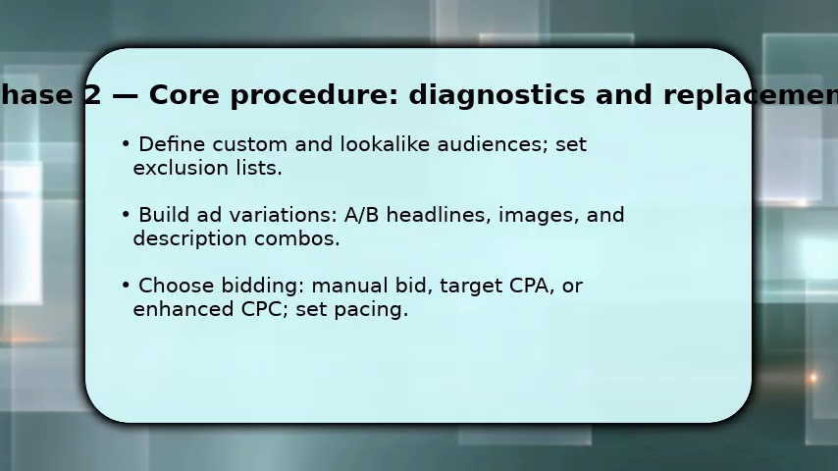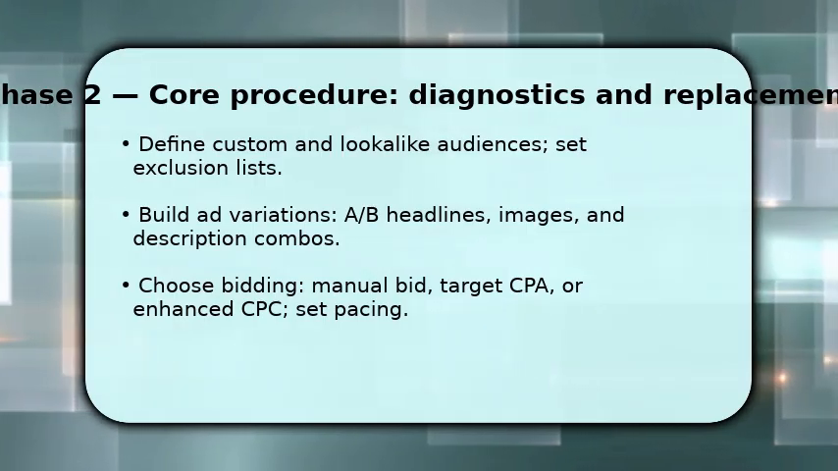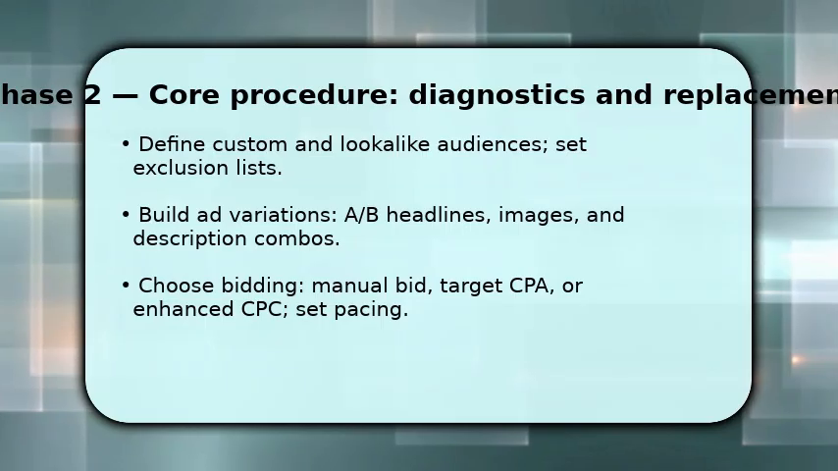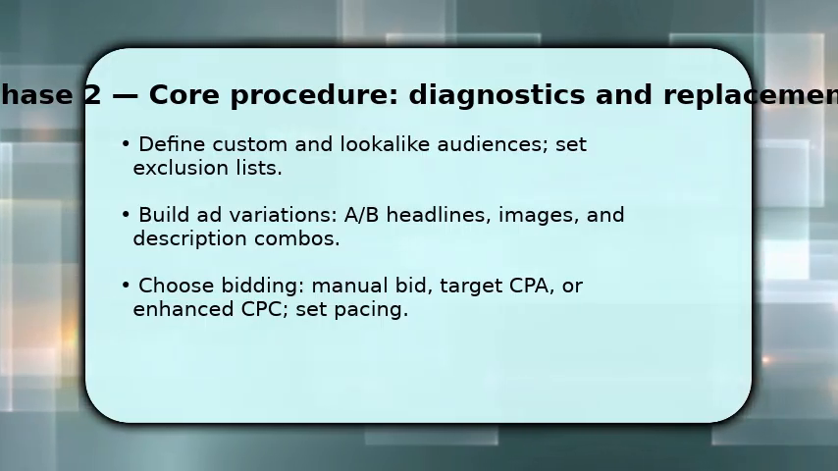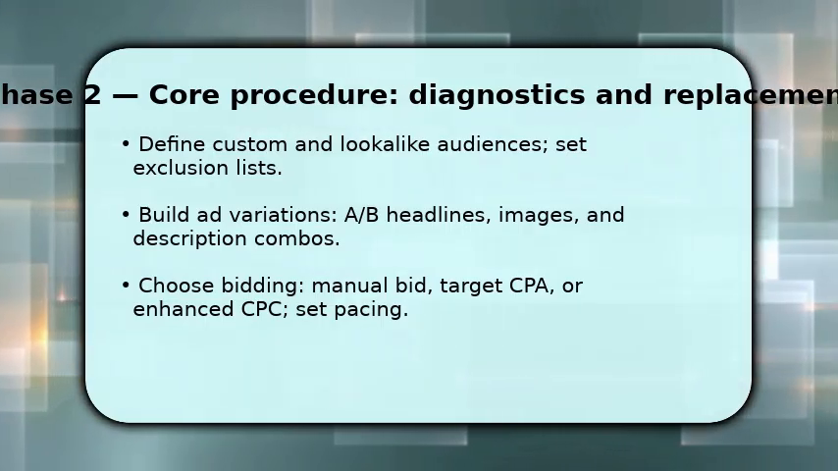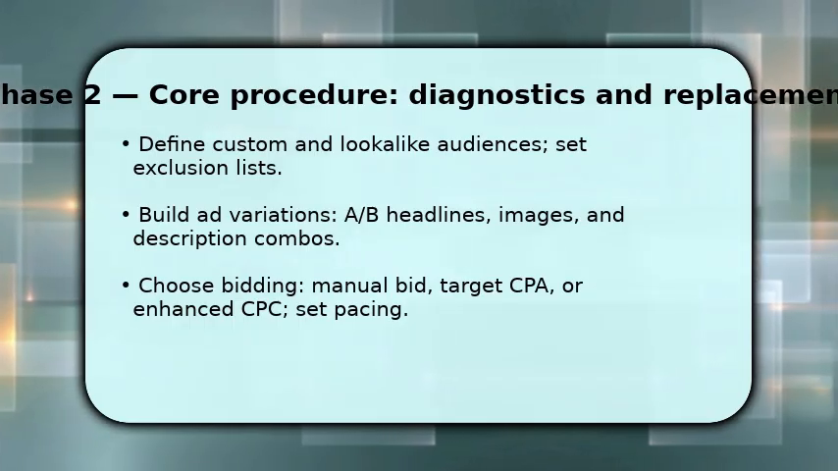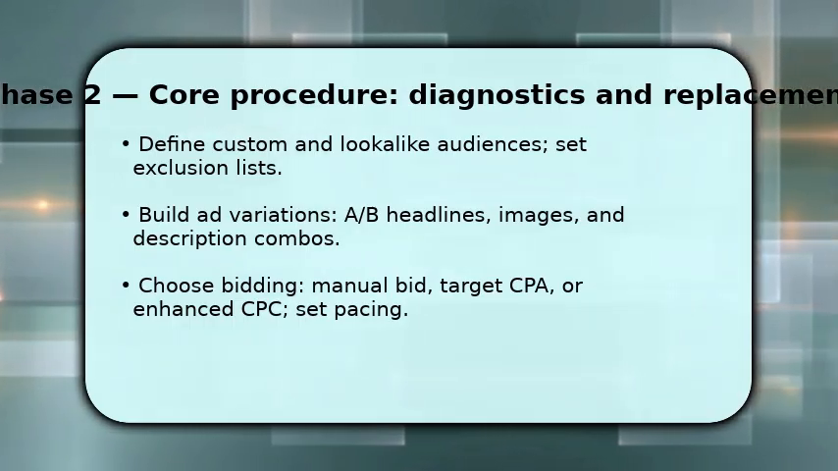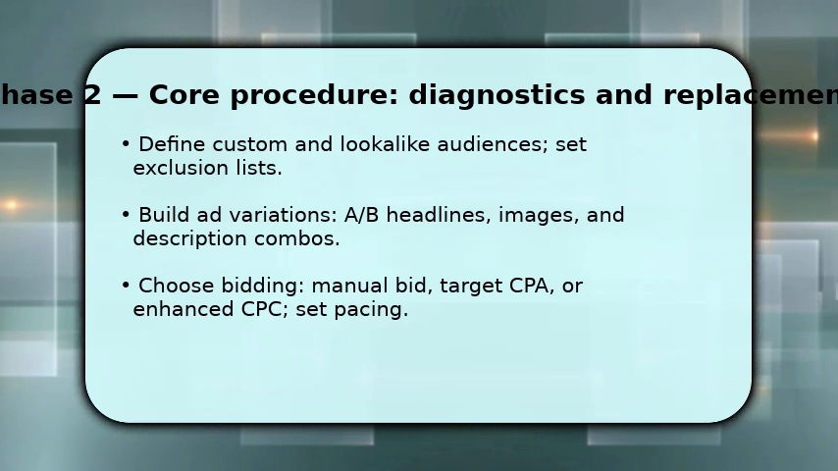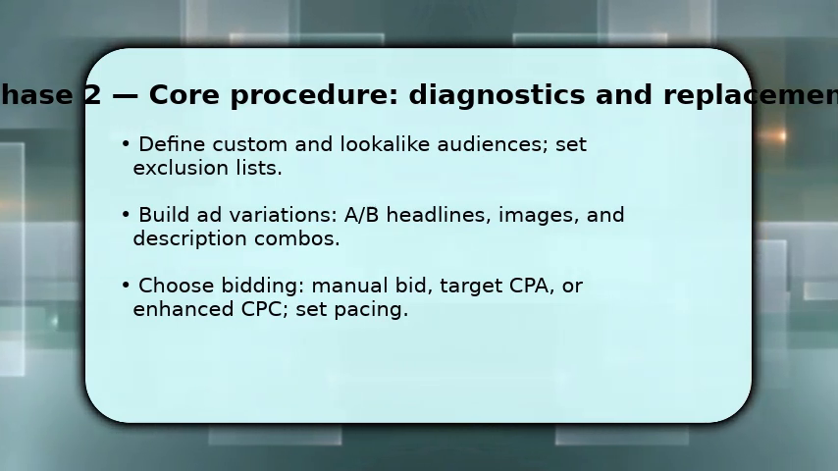After that, select placements and specify device and platform preferences, then choose a bidding strategy. Manual bidding gives control, target CPA focuses on cost per conversion. Once bids and pacing are set, enable campaign-level optimization and publish the ads to start data collection.